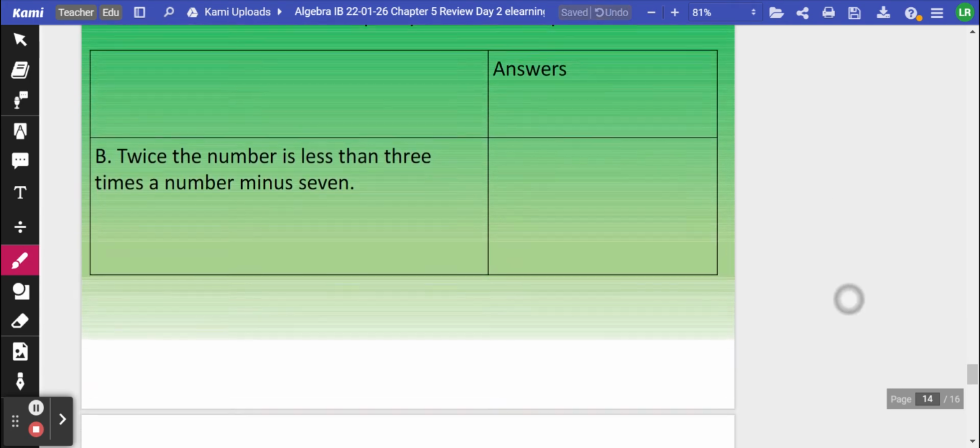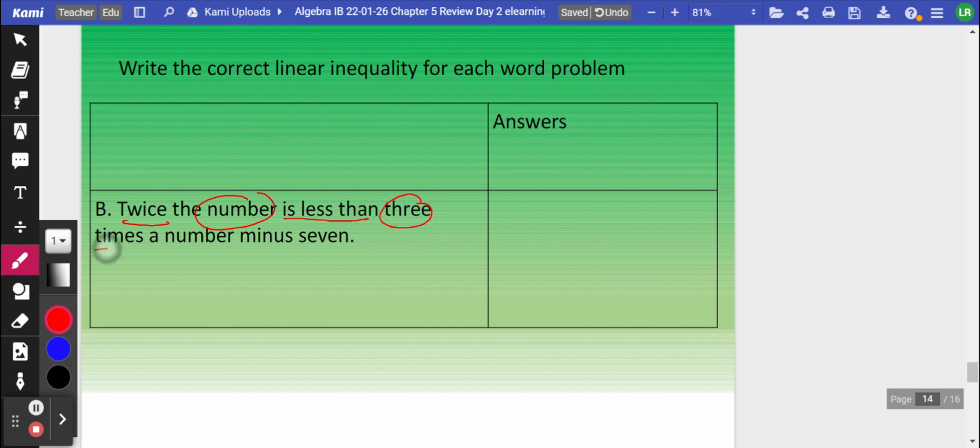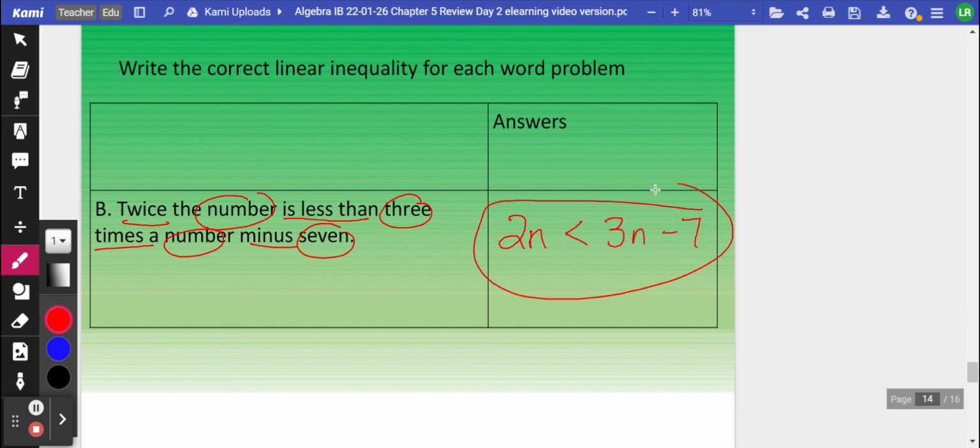Let's do one more word problem. Okay. Pause the video and write the correct inequality. Okay, for this one, twice the number. Oops, I did this backwards. Excuse me. Twice the number is less than 3 times a number minus 7. So twice means 2 times. So 2 times the number, whatever variable I choose. Is less than is the less than inequality symbol. 3 times the number is 3n minus 7. And that would be our inequality.